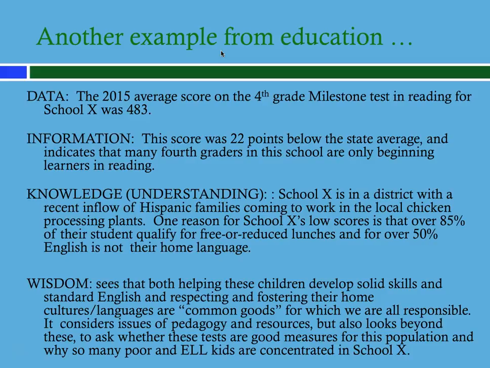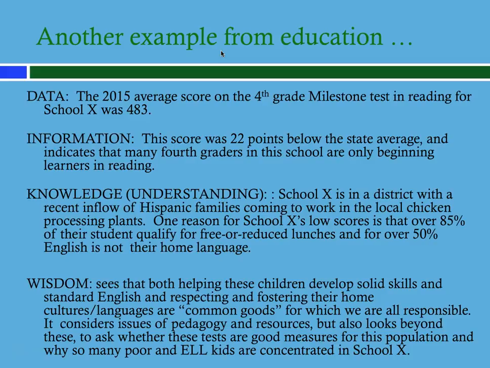But wisdom looks a little broader and says, well, are the milestone tests really good ways to measure what this population knows? And why are so many poor and English language learner kids concentrated in School X? What causes that? Of course, it could be the way the district has carved up the catchment zones for the schools, and that's not at all unusual. One school will be designated the place all those kids go. It could be a fleeing tax base due to trade agreements, so that there's not enough industry, not enough jobs in the district that School X is in. And then we start getting into things like national economic policy and elections and things like that.